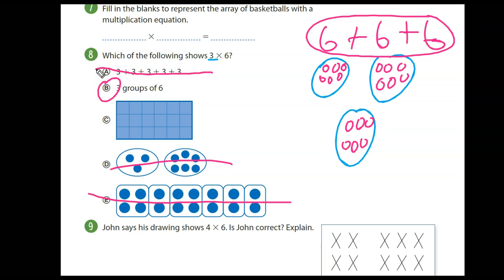Would C work? Yes. Well, because the first number tells me how many rows I have. 3. Okay? So 1, 2, 3. The second number tells me how many in each row, or how many columns I have.